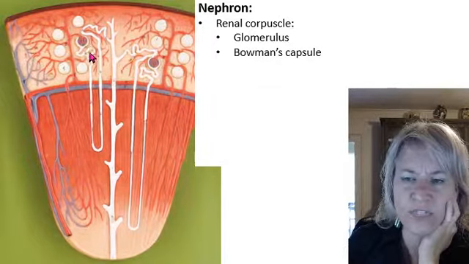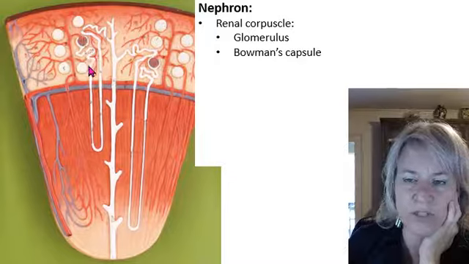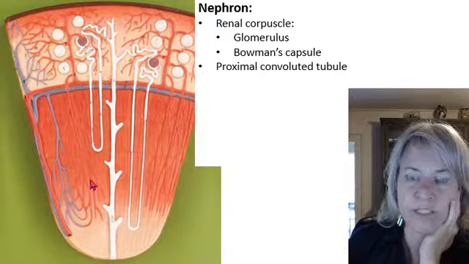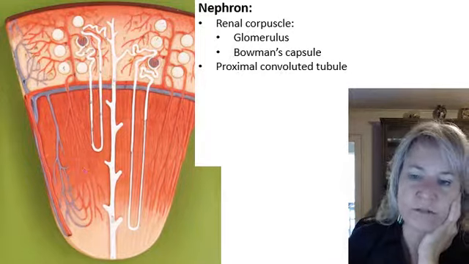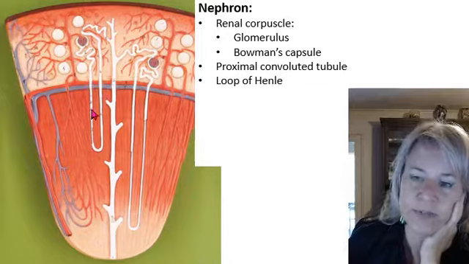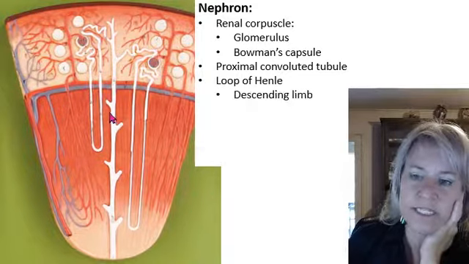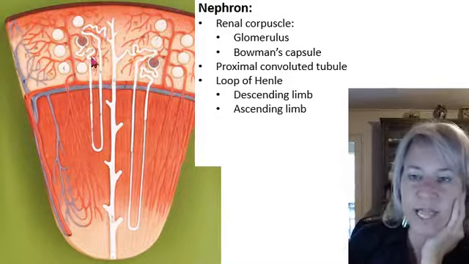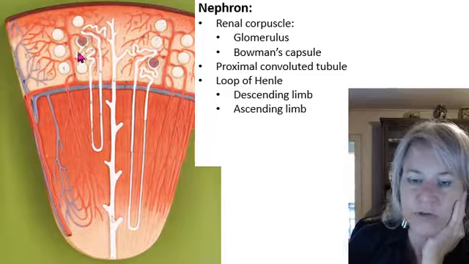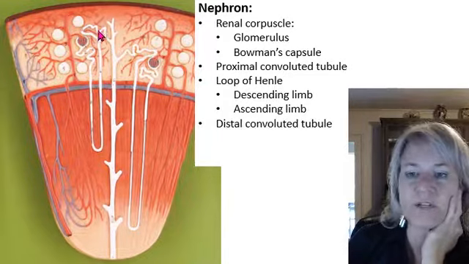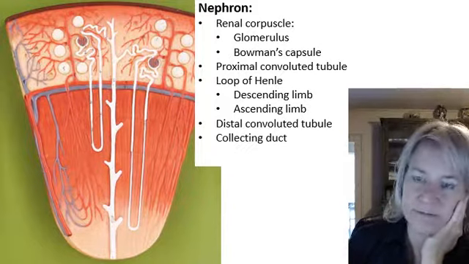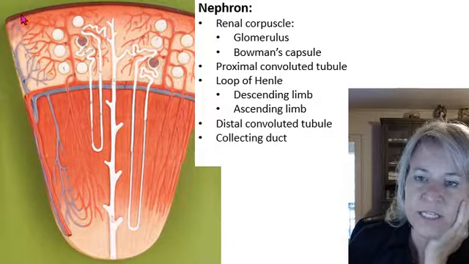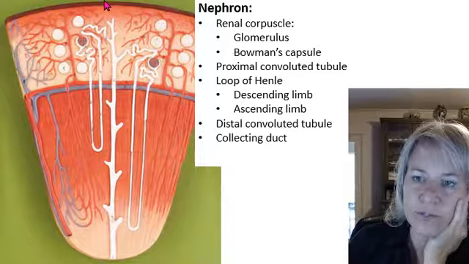Then you have this first twisty little tube. What was the name of the first twisty little tube? Proximal convoluted tubule. And then what is the name of this structure? The loop of Henle. This part that's coming down is going to be the descending limb. This part coming up, ascending limb of the loop of Henle. Then we have another twisty tubule here. That is going to be the distal convoluted tubule, and then finally it's going to be collected in the collecting duct.